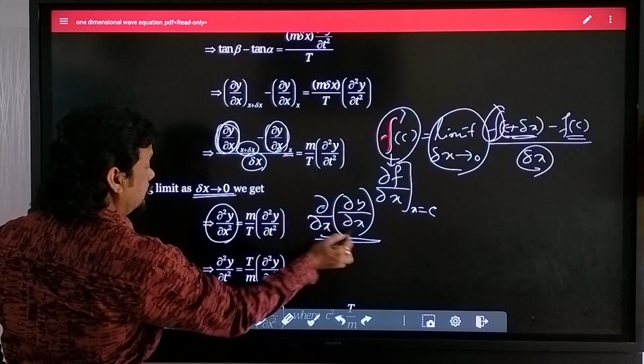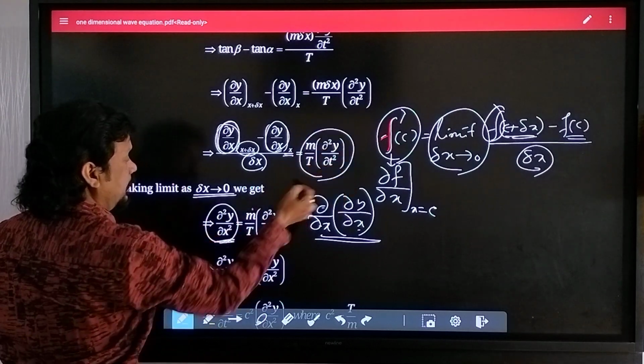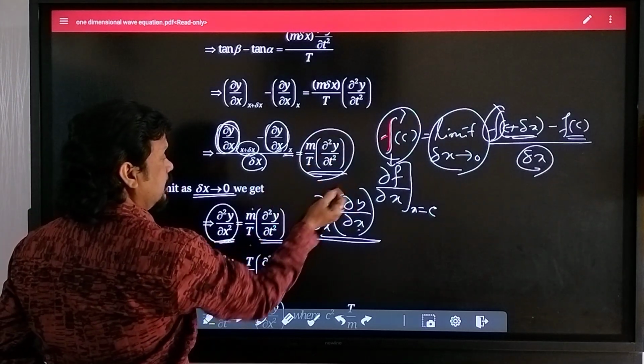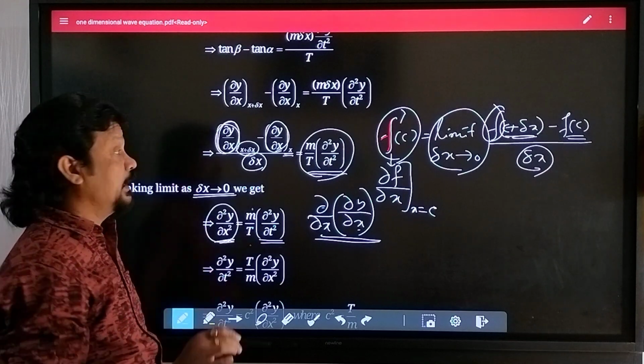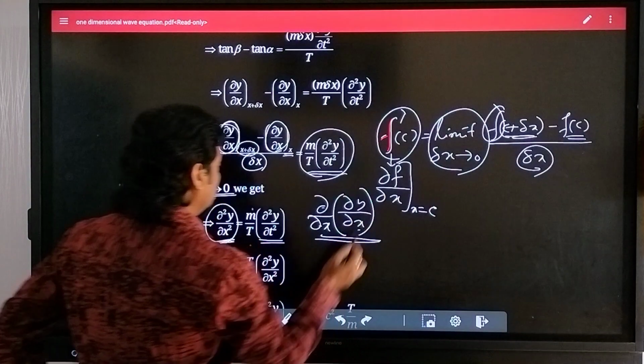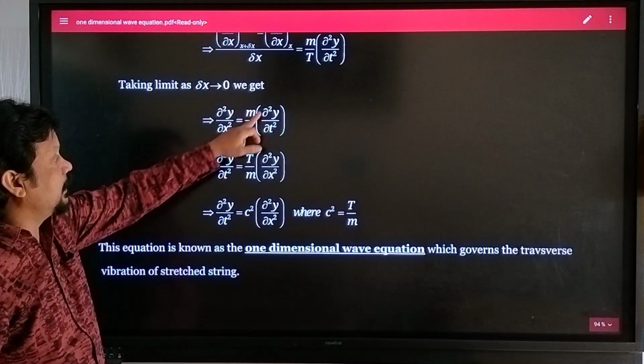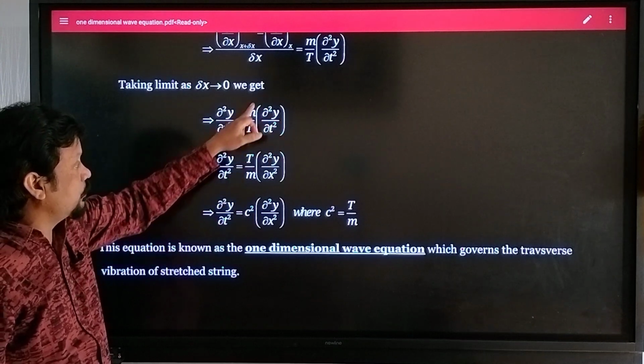Del square y by del x square is equal to m by t del square y by del t square. The right hand side remains the same because there is no delta x on the right hand side, so the limit will not change anything there. Okay, see here. That means del square y by del x square is equal to m by t del square y by del t square. And what is the value of del square y by del t square?